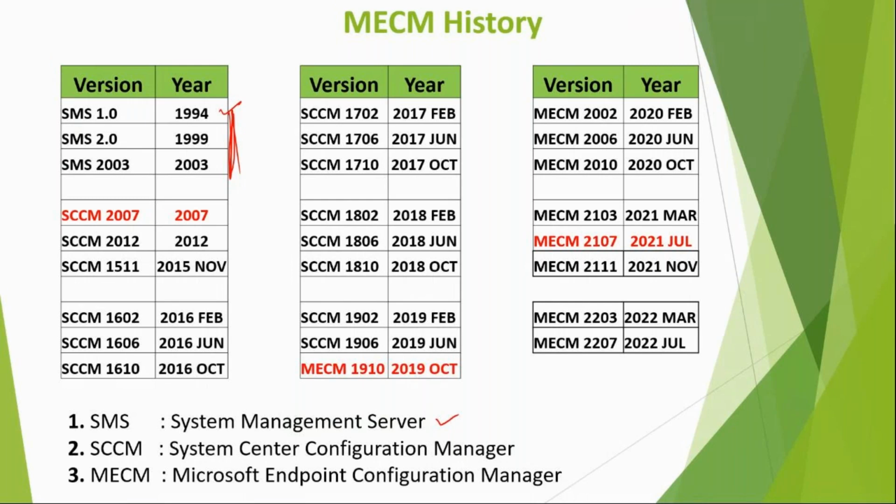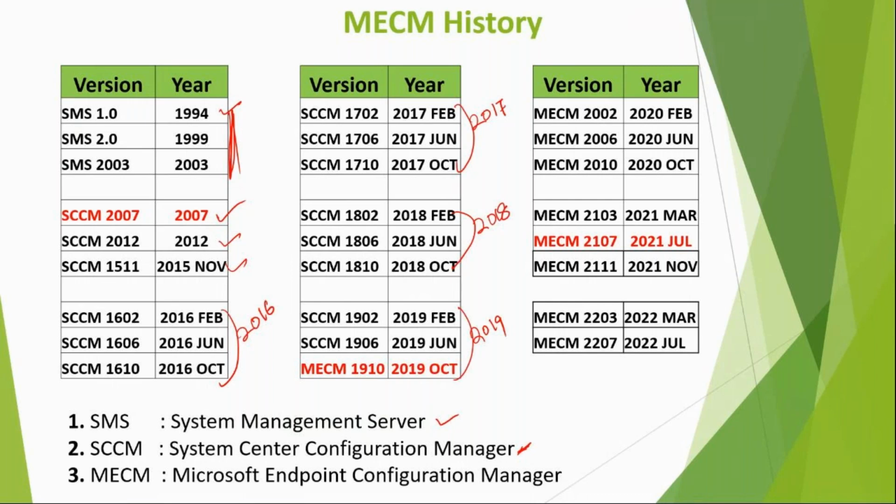Then Microsoft changed the name from SMS to SCCM, and that happened in the year 2007. System Center Configuration Manager. So SCCM 2007, SCCM 2012, SCCM 1511. Three products were released in the year 2016, three products in the year 2017, three in the year 2018, and three in the year 2019.